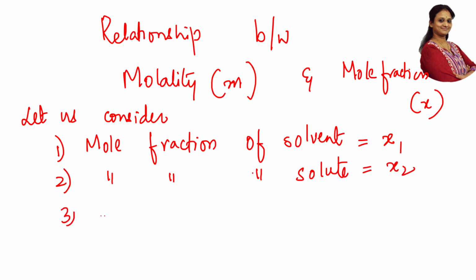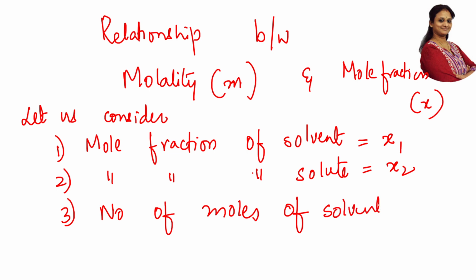Next, third one, number of moles of solvent. Always we will write solvent first, number of moles n1. Same like that. Fourth one, number of moles of solute. First solvent, then solute. What is it denoted by? N2. This is okay. Over.